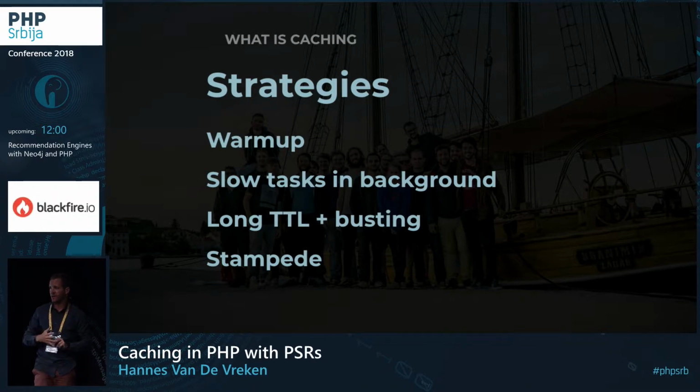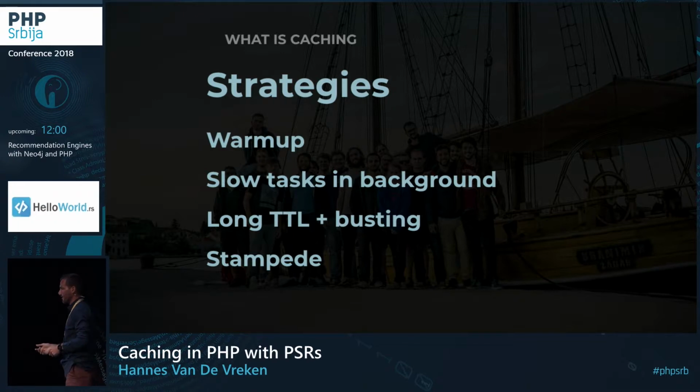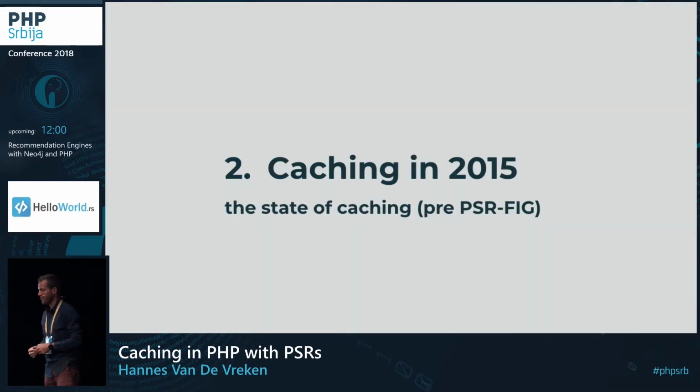Another thing is called stampede. Stampede protection in caching is basically preventing your server from doing the same task over and over again for a lot of incoming requests. I'll explain this later in a future slide.